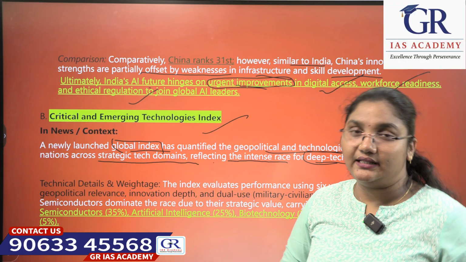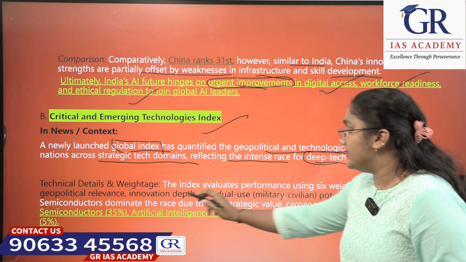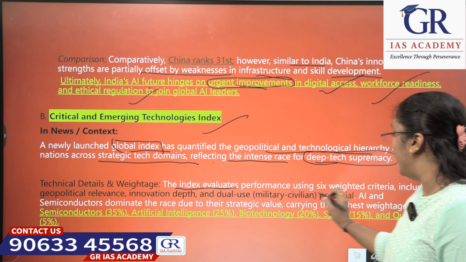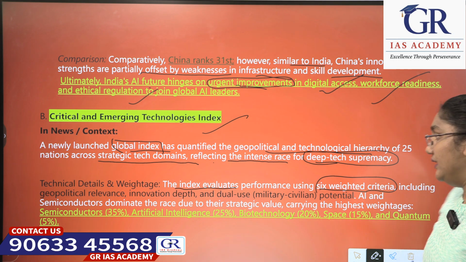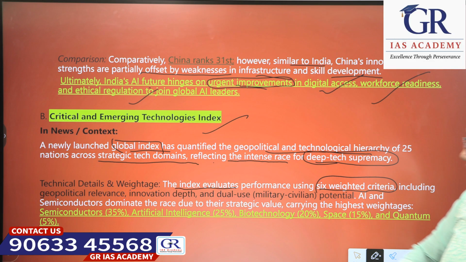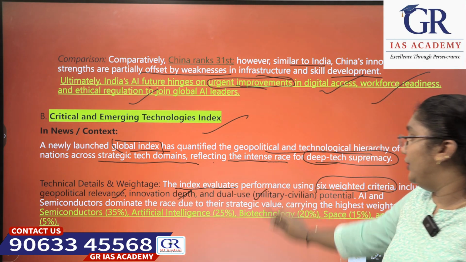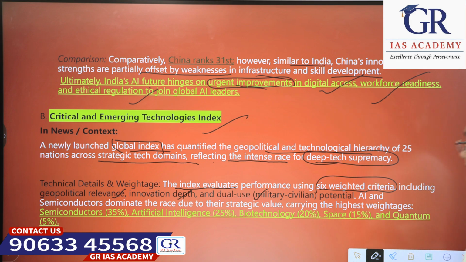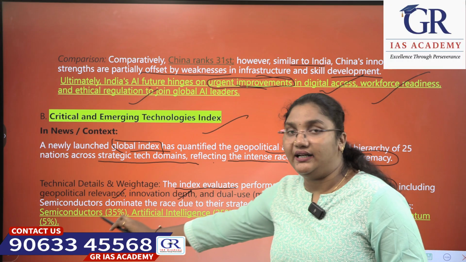Coming to the technical details and weightages of this index, the index evaluates performance using 6 weighted criteria, including geopolitical relevance, innovation, depth and dual use. Dual use in the sense of military and civilian potential. Okay, and AI and semiconductors.